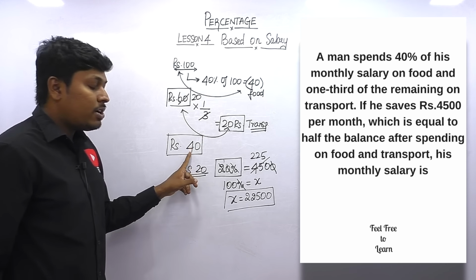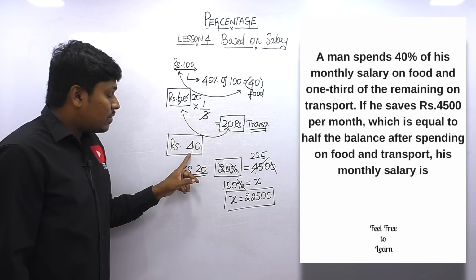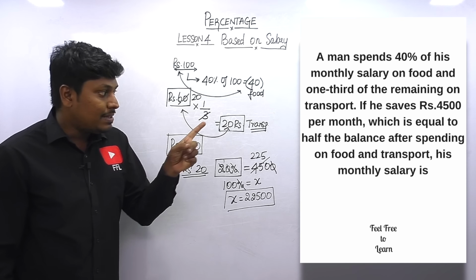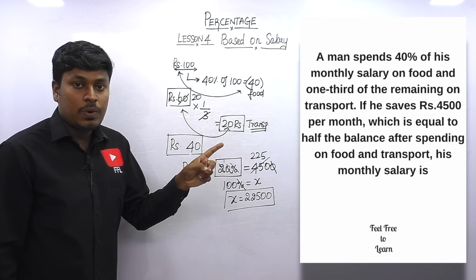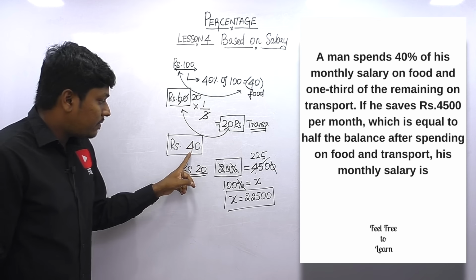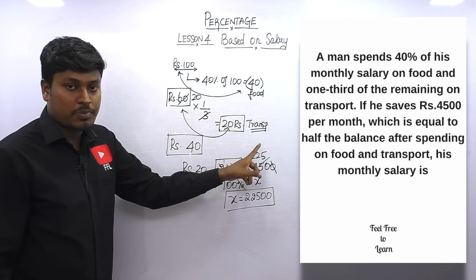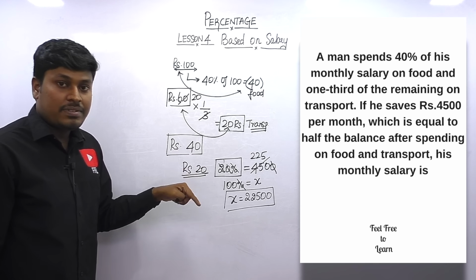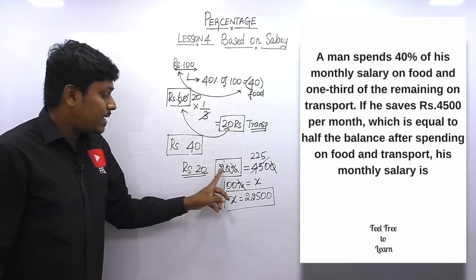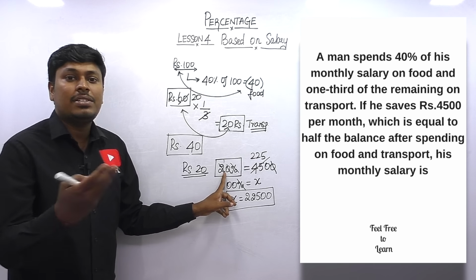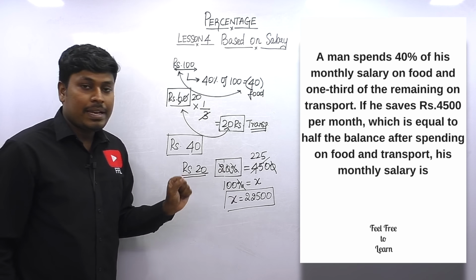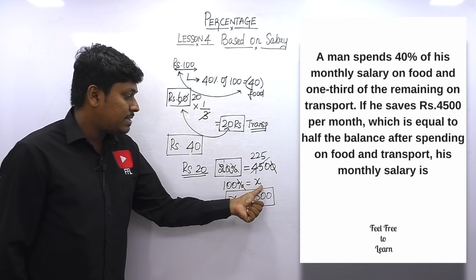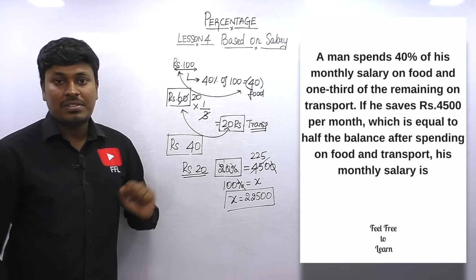After spending, he had 40 rupees with him, and they are saying he had 4,500 savings, and this 4,500 is equal to half of the remaining balance. Half of the balance after spending on food and transport. After spending on food and transport, he had 40 rupees. Half of this balance will be 20 rupees. So we can say that this 20 rupees can be set as 20%. So the remaining 20% is the savings amount 4,500. So 100% is equal to X. So finally we got the total salary.